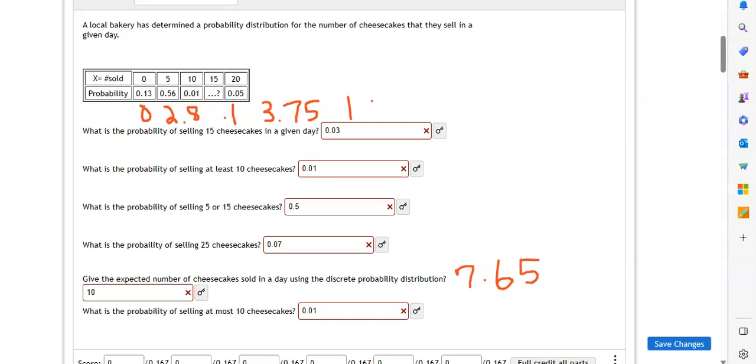Okay, now the last one. What's the probability of selling at most 10 cheesecakes? So the most that we will sell will be 10, but we could sell less than 10. So we could sell 0, we could sell 5, or we could sell 10. So we need to add 0.13, 0.56, and 0.01. So let's see, that's going to be 0.60, I think. No, 0.70. Let me put it in my calculator just to be sure. 0.13 plus 0.56 plus 0.01 is 0.70.